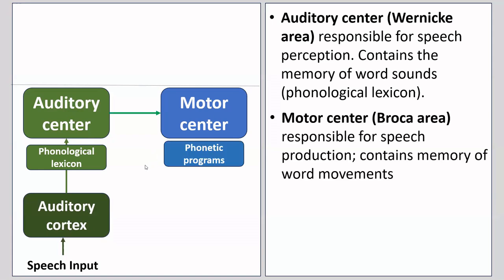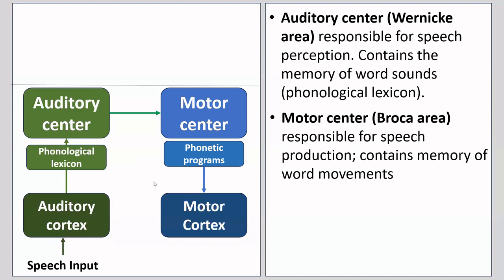Then we have the motor center, which will be referred to as the Broca area, and the motor center basically contains the phonetic programs. It's the area responsible for speech production, and contains basically the word movements, as they are called by Wernicke. And these are guided to the motor cortex, which is located immediately behind the Broca area. And from the motor cortex, they activate our speech organs, the tongue, the larynx, and so on, and we get speech output.